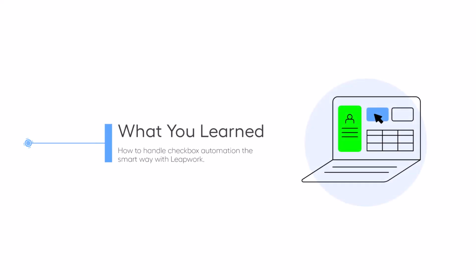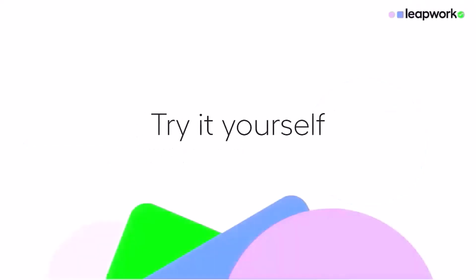What you learned: you learned how to automate checkbox interactions using Leapwork's set-web checkbox block. Now you know how to handle checkbox automation smoothly in any web scenario like user preferences, form agreements, or feature toggles. With Leapwork's intuitive record, edit, run approach and visual automation interface, you save time, reduce manual errors, and streamline testing. Give this exercise a try yourself and see how much faster your automation can be.